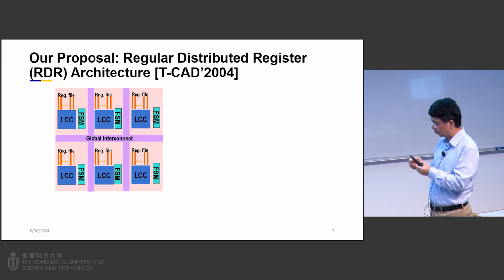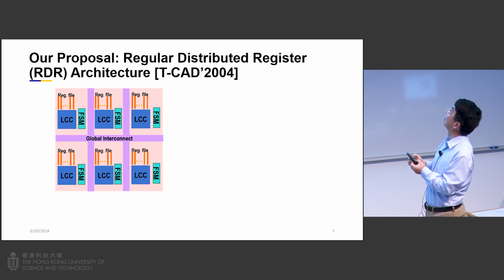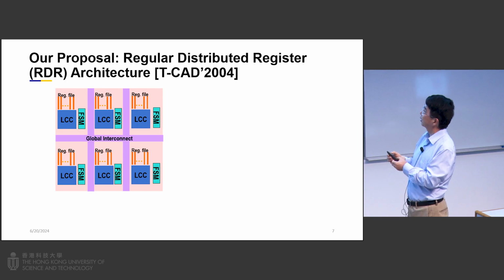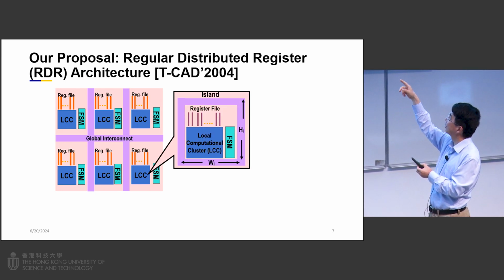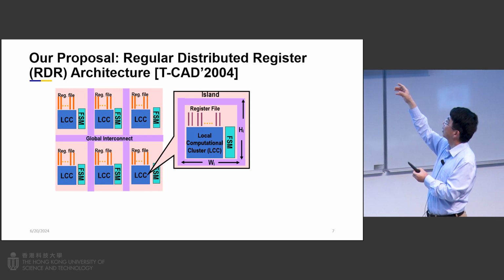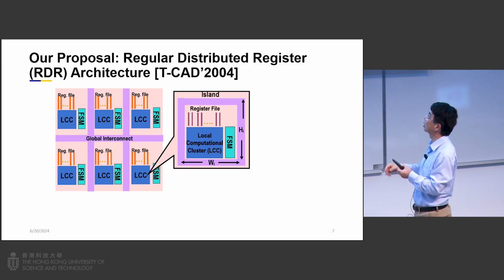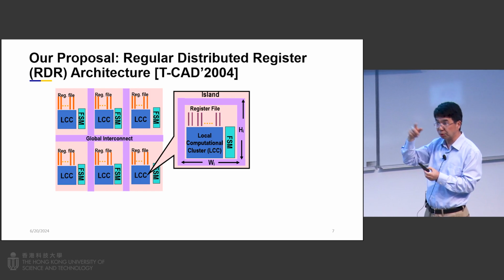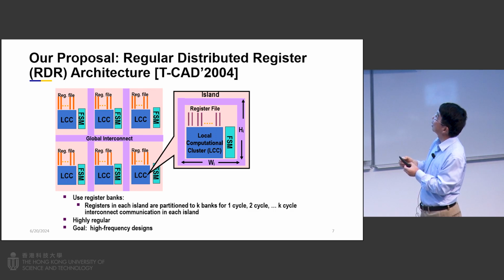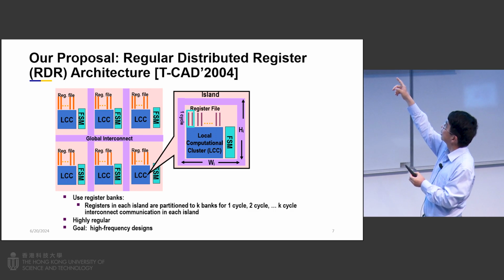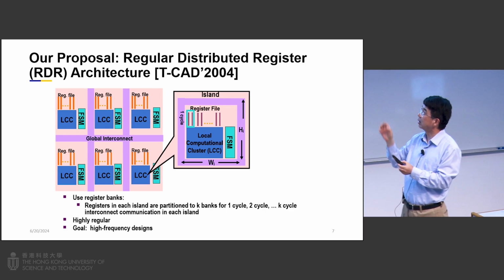At that time, we came up with this idea of the RDR architecture, regular distributed registers. In this architecture, you can look at each one. The LCC stands for local computational cluster, and it has a whole bunch of adders and multipliers, which you need to do, for example, neural network computation. You have a finite state machine to control which clock cycle does what. But more importantly, I have these register files.